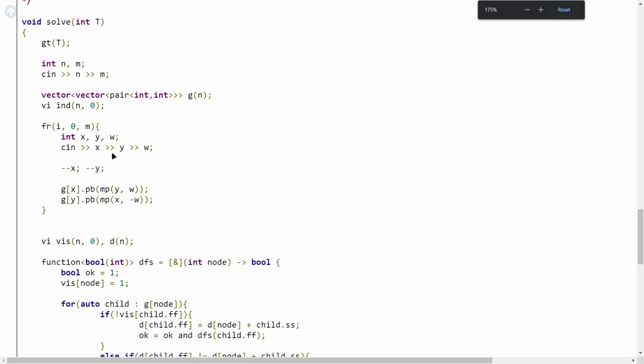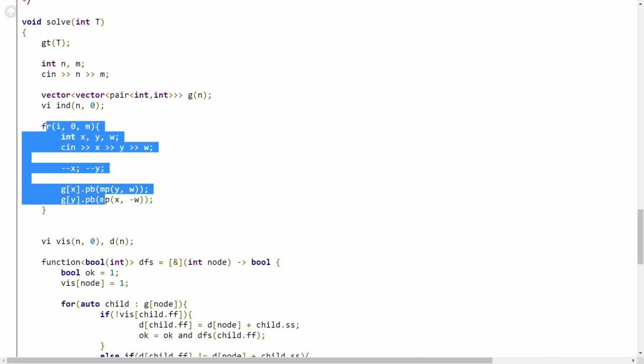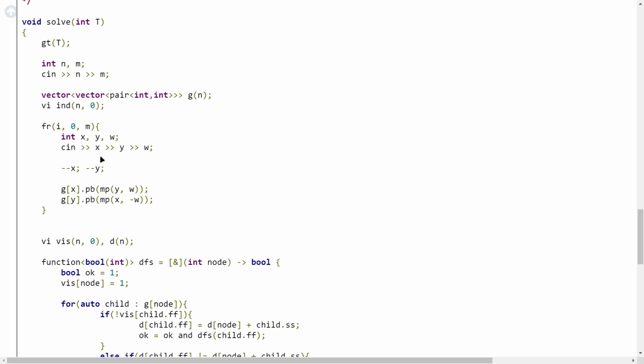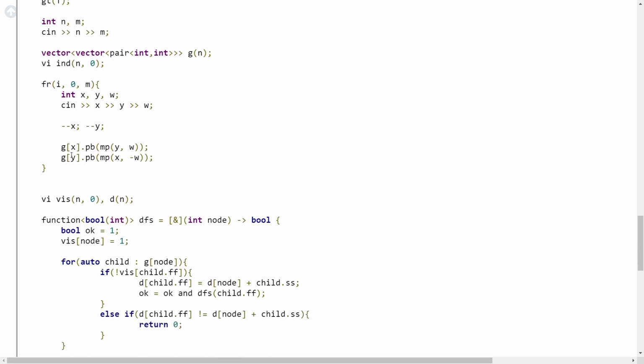So what I have done is, I created a graph which is a two-dimensional vector consisting of pairs of integers, right? Now I am just going through this for loop. I am taking m inputs, and those are x, y, and w. I am decrementing x and y because I wanted to take zero-based indexing, and I am just pushing these two things in my graph. If I am pushing x and y, then the weight should be w. If I am pushing the inverse edge, the weight should be minus w.